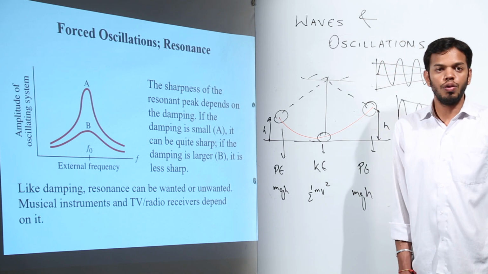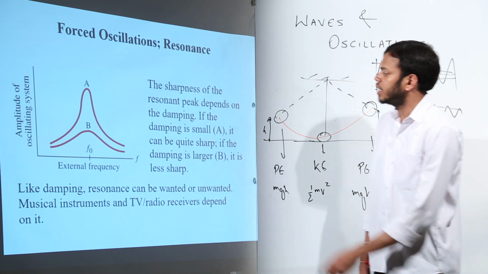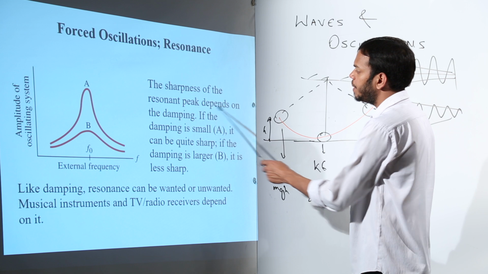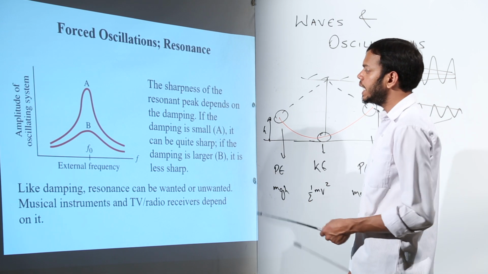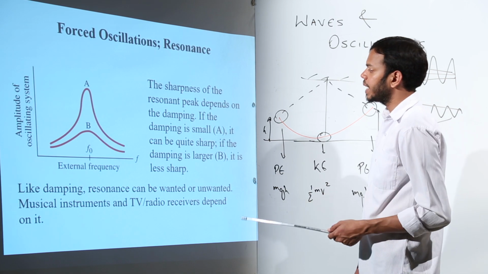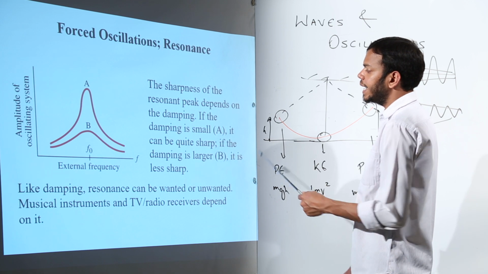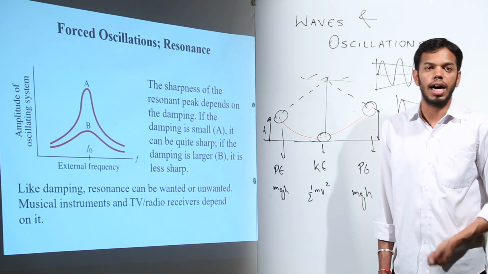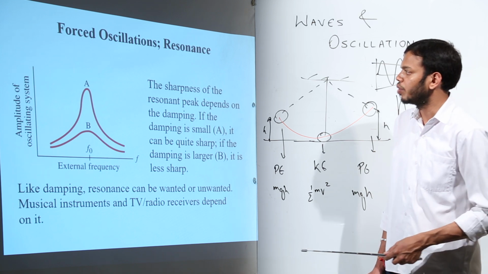Forced oscillation has a Q factor. Q factor means quality factor. The sharpness of the resonant peak depends on the damping. This is called quality, and the sharpness depends on damping. If the damping is small, it is quite sharp. If the damping is large, the sharpness would be very low.